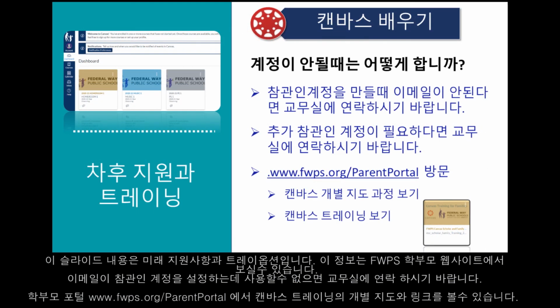Located on this slide are future support and training options. You can locate this information in the Federal Way Public Schools Parent Portal. If your email does not work to create an Observer account, contact your school office. You can also visit the Parent Portal at www.fwps.org/parentportal to access Canvas tutorials and links to Canvas training.